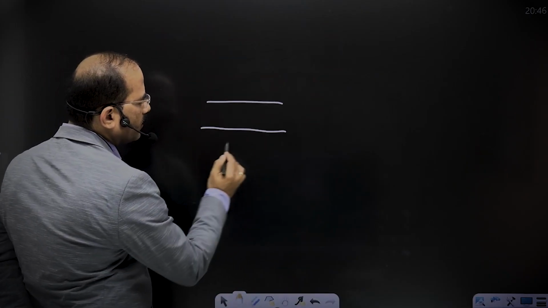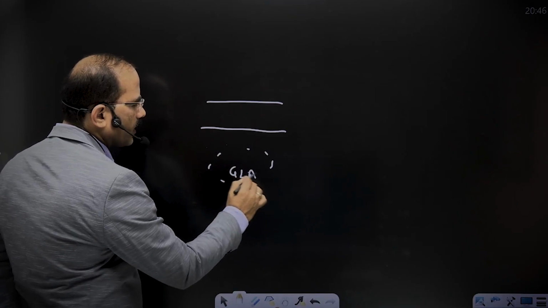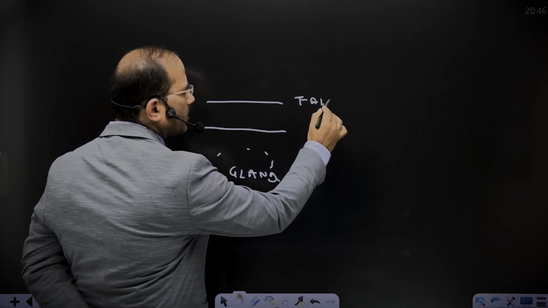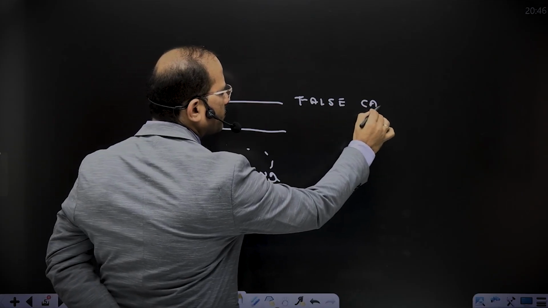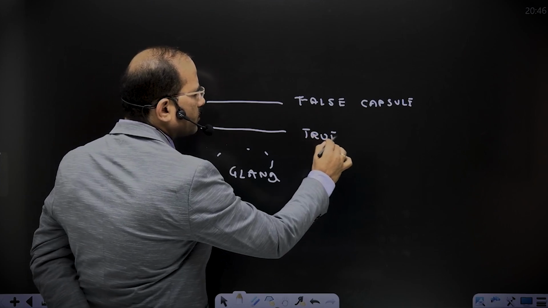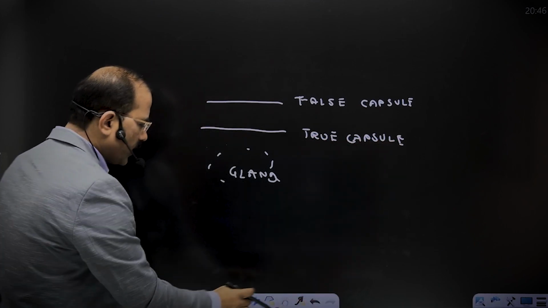One more thing about this thyroid gland. See, this is the gland. This is the thyroid gland here. What is this? That's the false capsule. What is this? That's a true capsule. Where is the venous plexus?